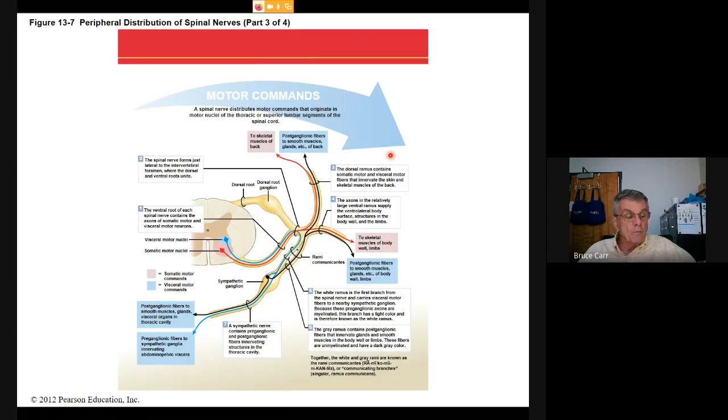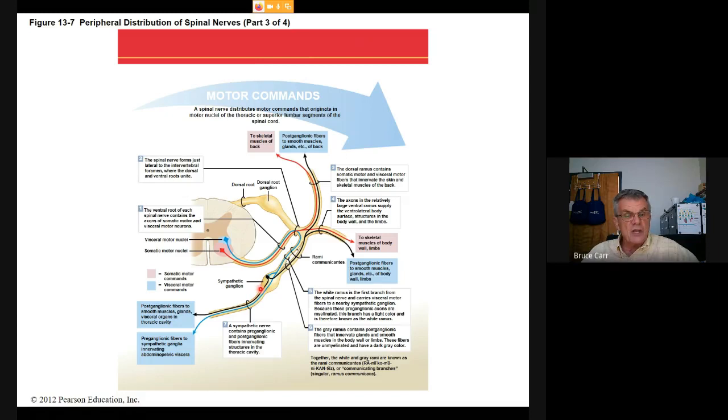When we think about motor commands, they are going to be coming from the anterior gray horn, visceral and somatic, out through the ventral root and the spinal nerve, and often to a nearby ganglion. This is showing a sympathetic ganglion where synapses are dividing up those messages so that the message can be sent to every effector that needs to be activated.